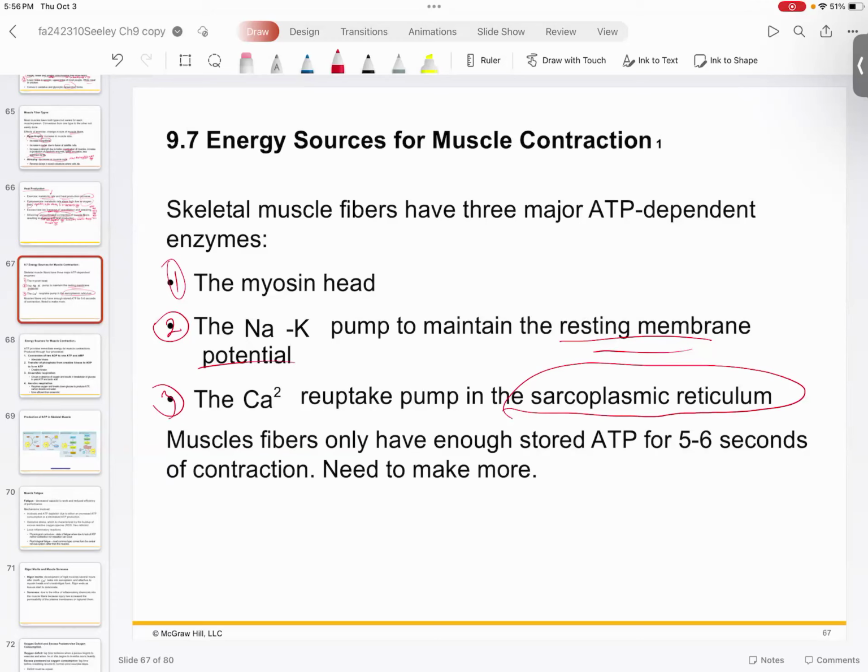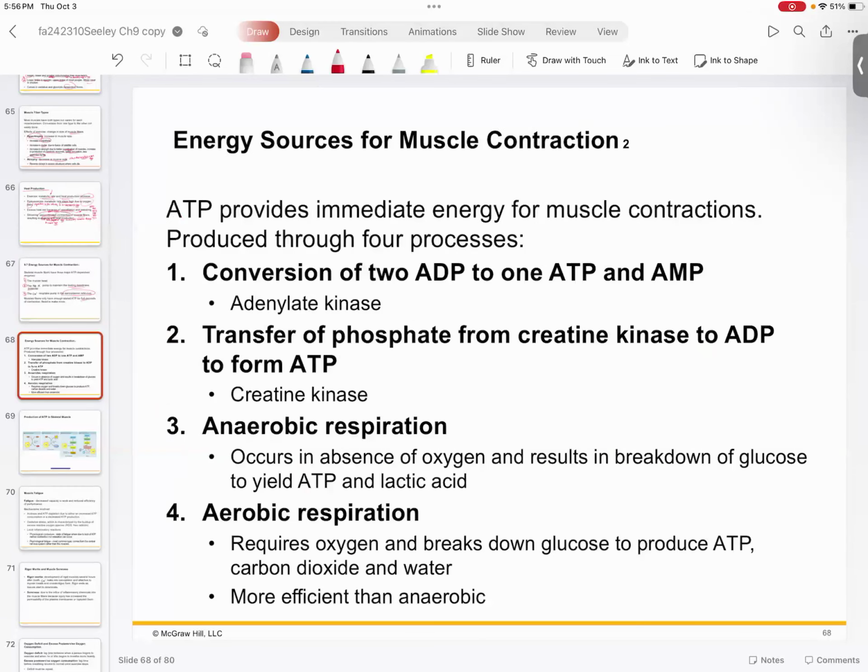But the problem is muscle fibers only have enough ATP for maybe a few seconds of contraction. So you need to make more. And so when you take a look at needing to make more, you basically have to figure out different pathways or different ways of making more. So ATP is the immediate energy for your muscle contractions.